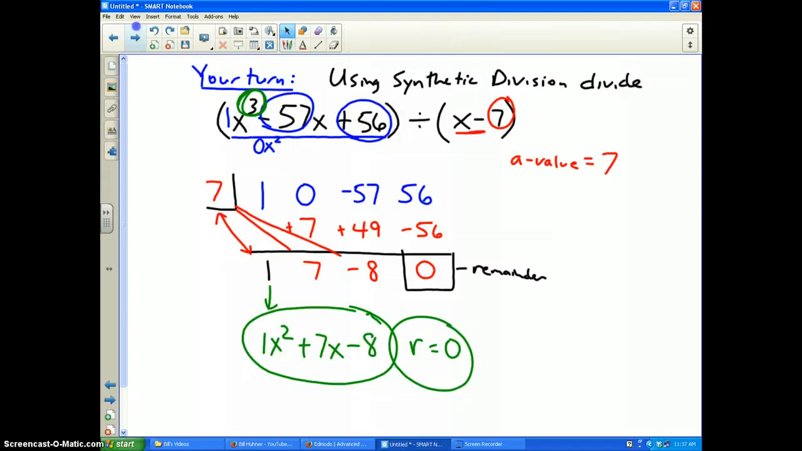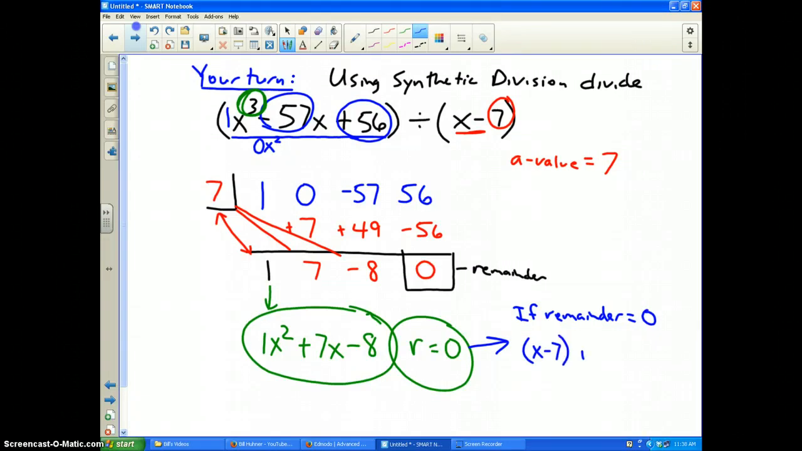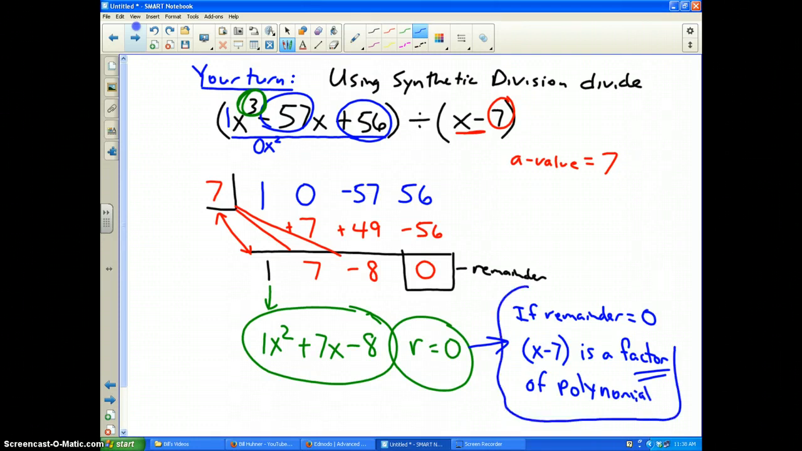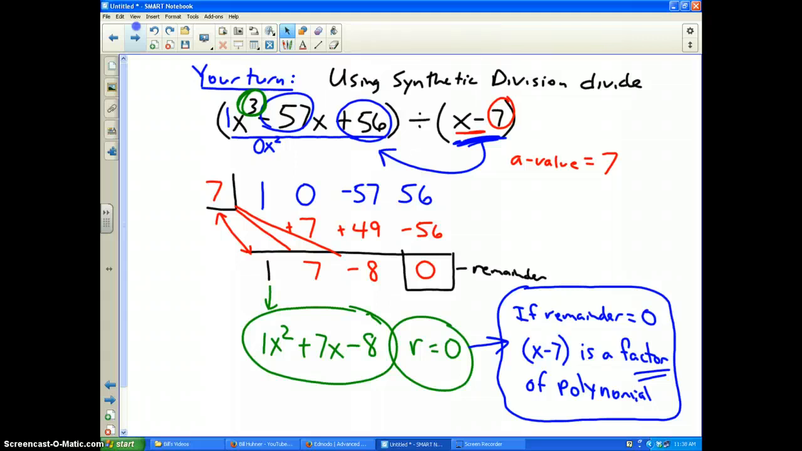Now, a very, very important note, which we're going to deal with a lot. If the remainder is equal to 0, that's going to be very important for us. That means that x minus 7 is a factor of our polynomial that we started with. It's going to be very, very important for solving polynomials a couple sections later.